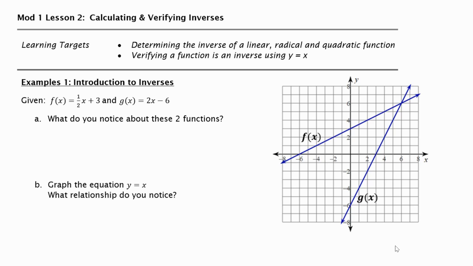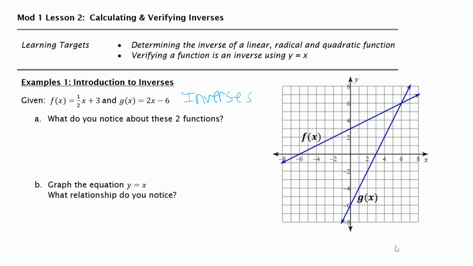The first example we're going to look at is really just noticing these two different functions here, g of x and f of x. g of x and f of x are actually going to be considered inverses of each other. There's a couple different ways that we could have identified it. So the first thing we're going to look at is, what do we notice about these two functions?